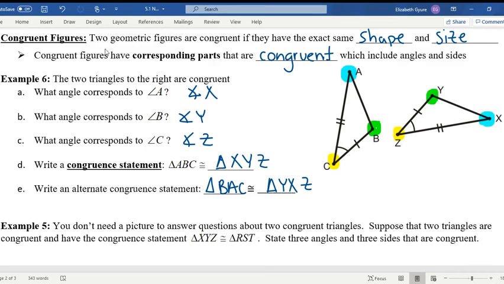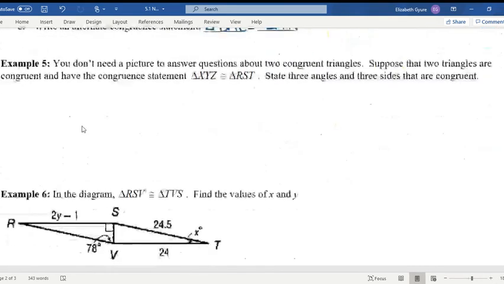All right. Now, what if you don't have a picture? If you don't have a picture, it's okay. You can still identify your corresponding parts. You almost want to work backwards. In this first example, we used our picture to figure out our corresponding parts. But suppose that two triangles are congruent and have a congruence statement of triangle XYZ is congruent to triangle RST. State the three angles and three sides that are congruent.